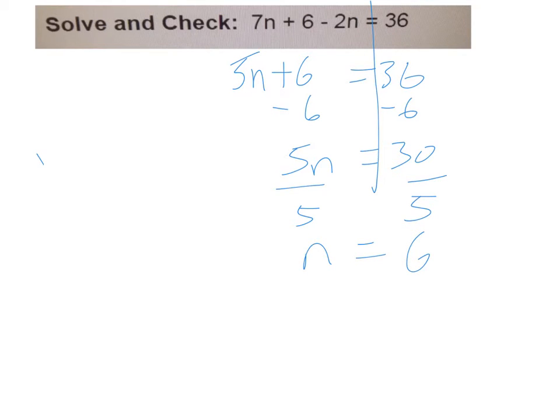Again, you could check. On this, you'd have 7n plus 6 minus 2n equals 36. Then you would plug in the 6 for n in both of the spots.